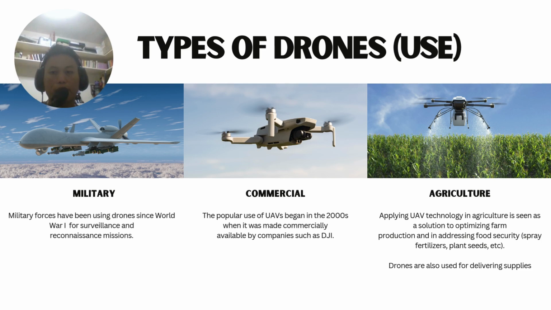Drones can be used in many ways. Military forces have been using drones since World War I for surveillance and reconnaissance missions. The popular use of UAVs began in the 2000s when it was made commercially available by companies such as DJI. Applying UAV technology in agriculture is seen as a solution to optimizing farm production and in addressing food security. Drones are also used for delivering supplies.